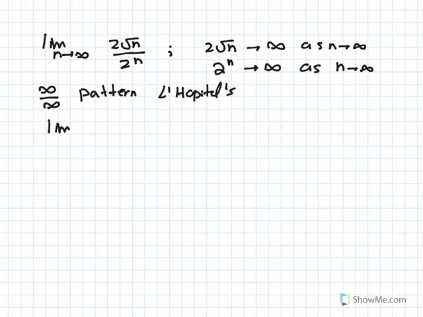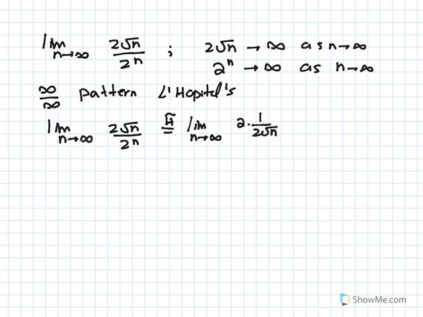The limit as n goes to infinity of 2 root n divided by 2 to the n is equal to, by L'Hopital's rule, we take the derivative of the numerator, divide by the derivative of the denominator, and take the limit. So what is the derivative of 2 root n? That's going to be 2 times 1 over 2 root n, applying the power rule, because root n can be written as n to the 1/2. When we differentiate, we get 1/2 n to the power of negative 1/2.